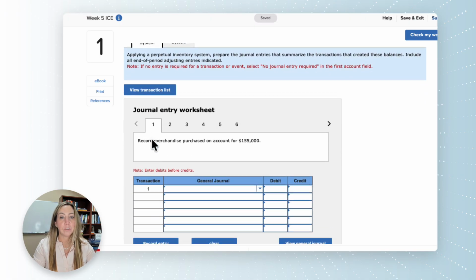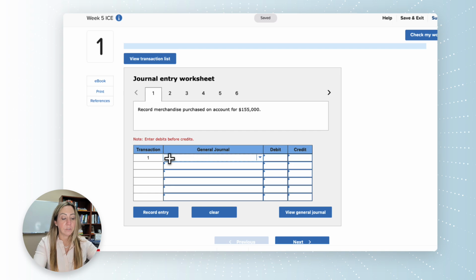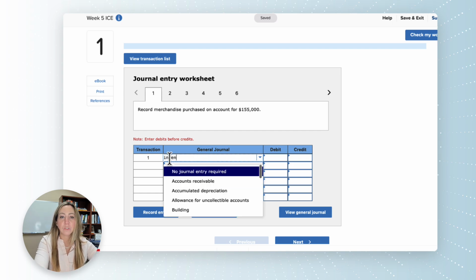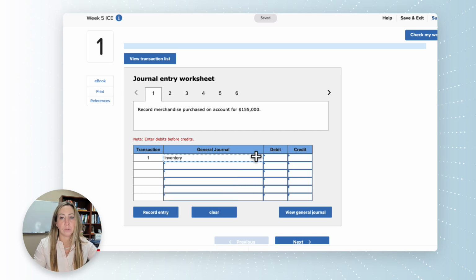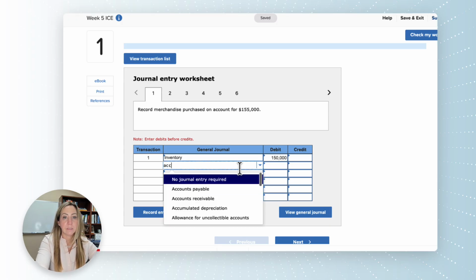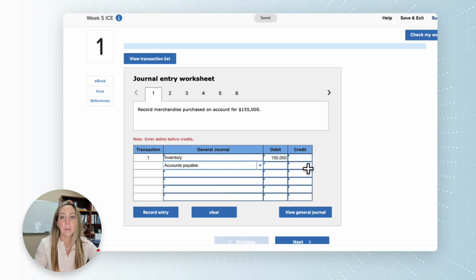To record these in a perpetual system, the very first transaction is to record our purchases. We record purchases directly to the inventory account using a perpetual system. In periodic, you'll recall that we use the purchases account. This was on account, it said, so we'll say accounts payable as the credit.